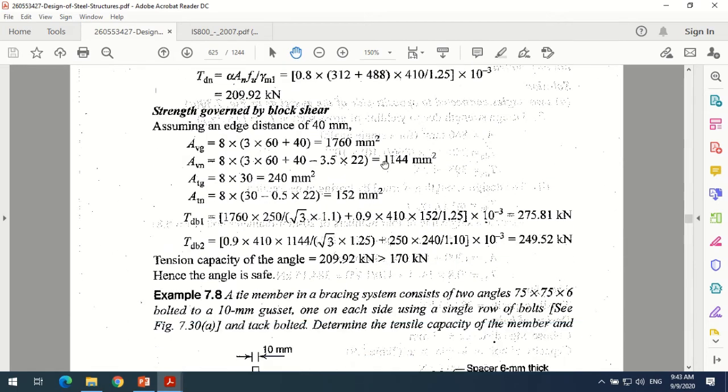Okay, and it is more than 170 kilonewton. So whatever angle we have chosen is safe. We can provide that angle, and it is also of sufficient size that we can accommodate the bolts in that. 65 is the angle leg size, the width of the leg, and the bolt hole we have to drill in that is a 22 mm diameter bolt hole. After doing this, you need to make sure that the end distance or the edge distance are available. So that is the design of the tension member.